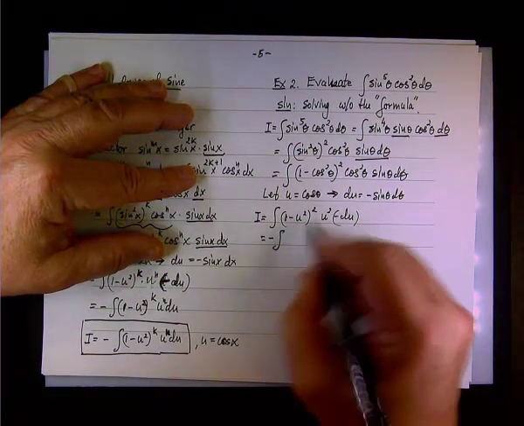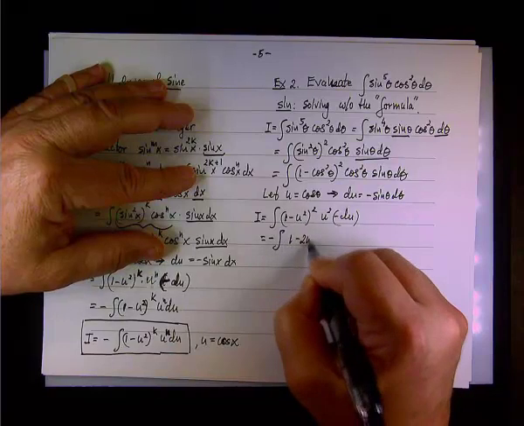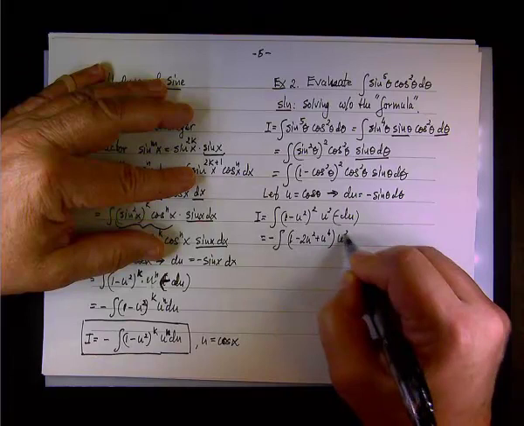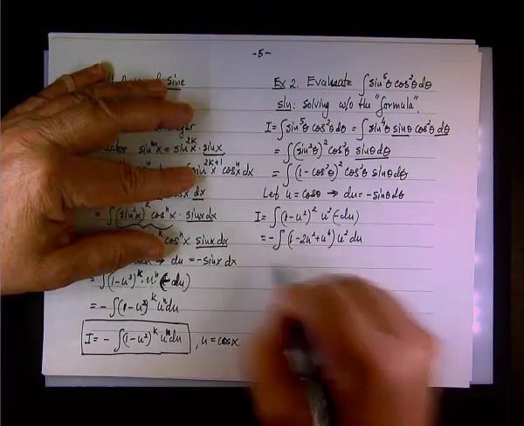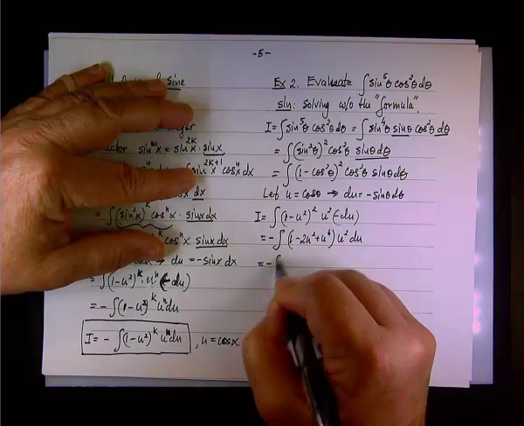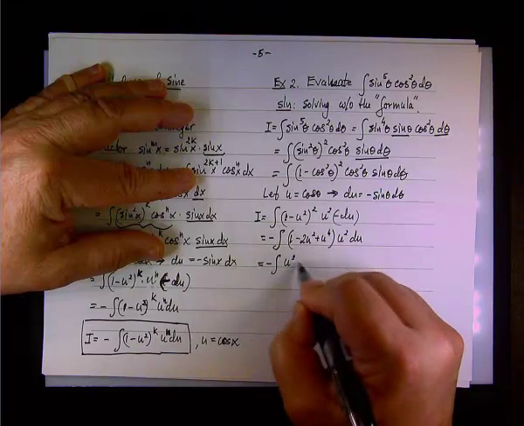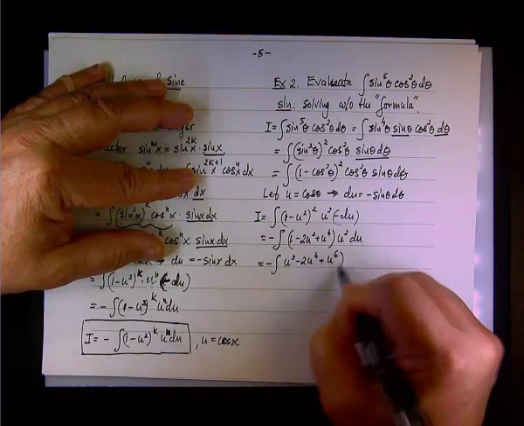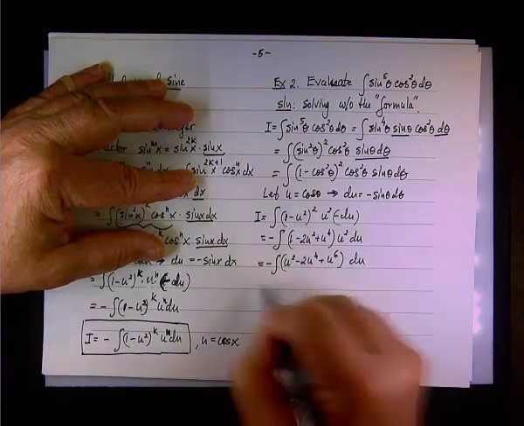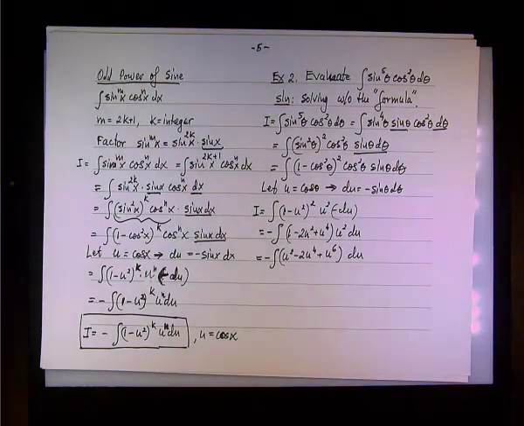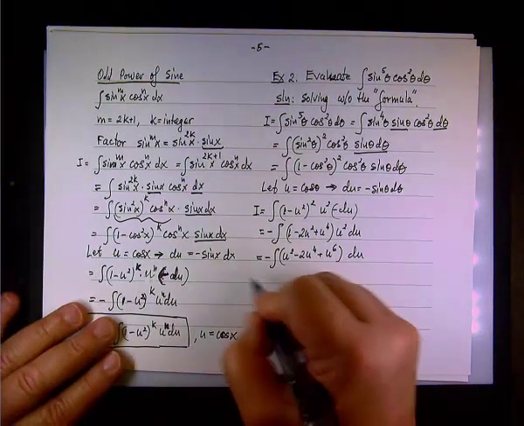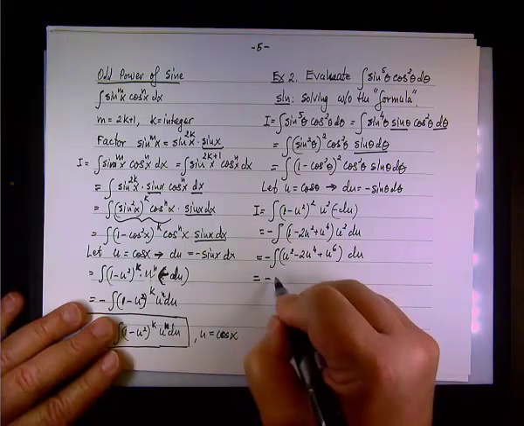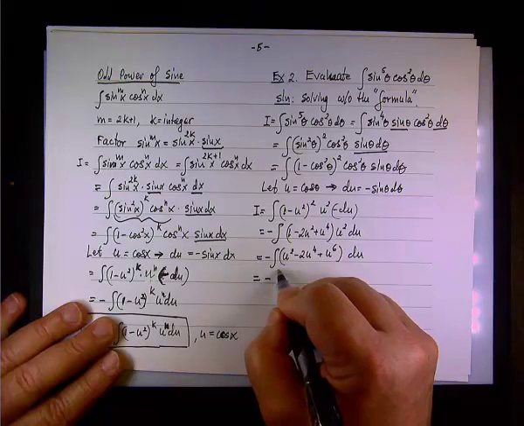The rest is algebra, and then simple integration of a polynomial. So we'll stick the negative up front so we won't forget it, and then we clear the square, so we have 1 minus 2u squared plus u to the 4th, all of it multiplied by u squared du, and we get negative, u squared minus 2u to the 4th plus u to the 6th, du.